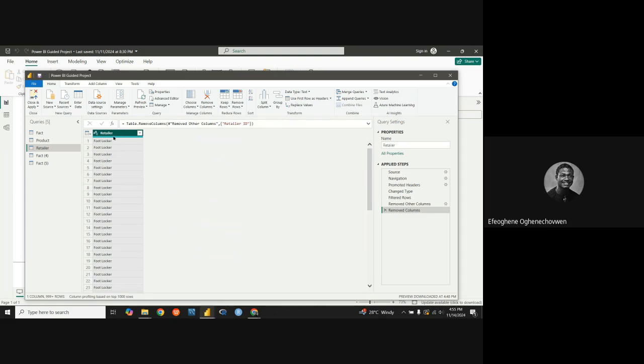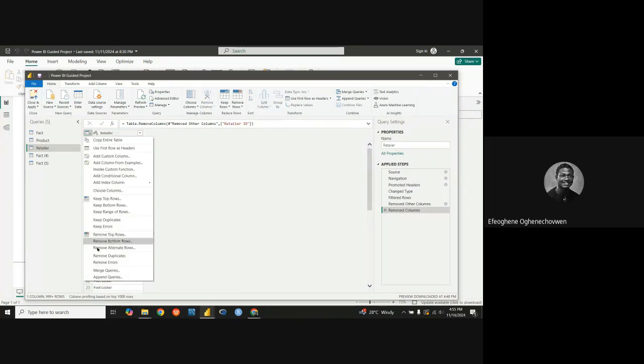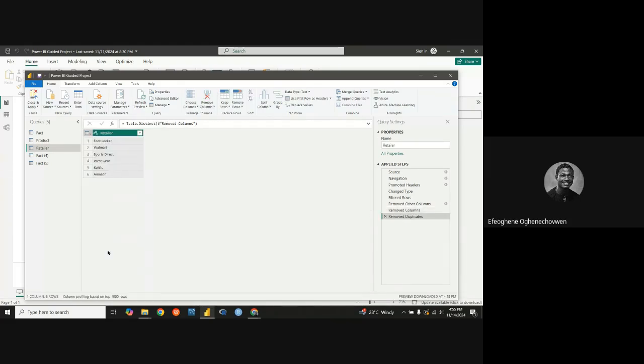All right. So before you create your primary key, ensure you remove duplicates. So I'm going to remove duplicates and watch what's going to happen. Now you can see the difference, right? So we have unique IDs, unique values.